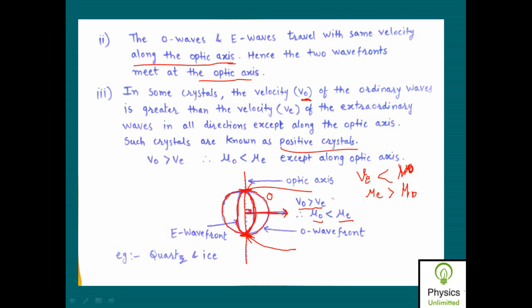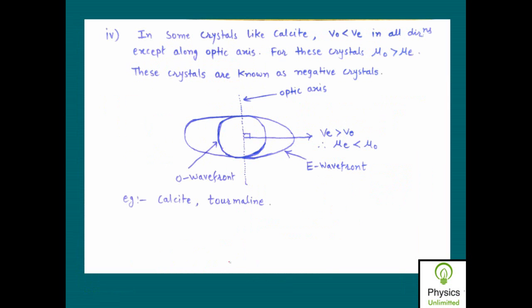Yes, sir. So such crystals in which VE is less than VO, or mu E is greater than mu O, in which the elliptical wavefront lies inside the spherical wavefront, are called positive crystals. The examples of positive crystals are quartz and ice.